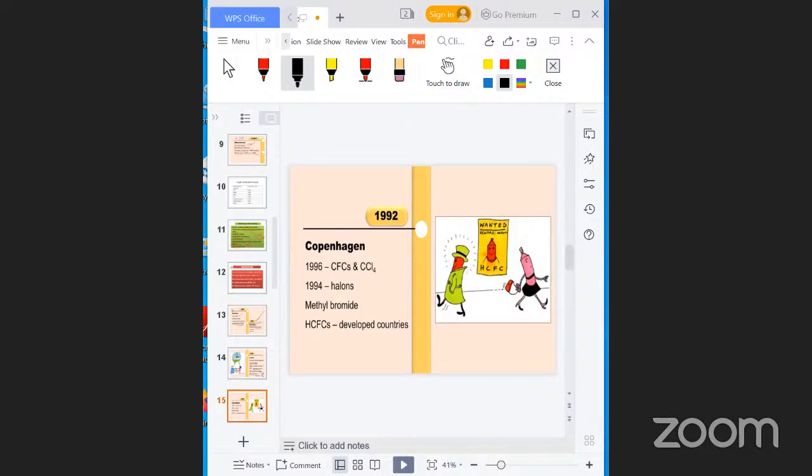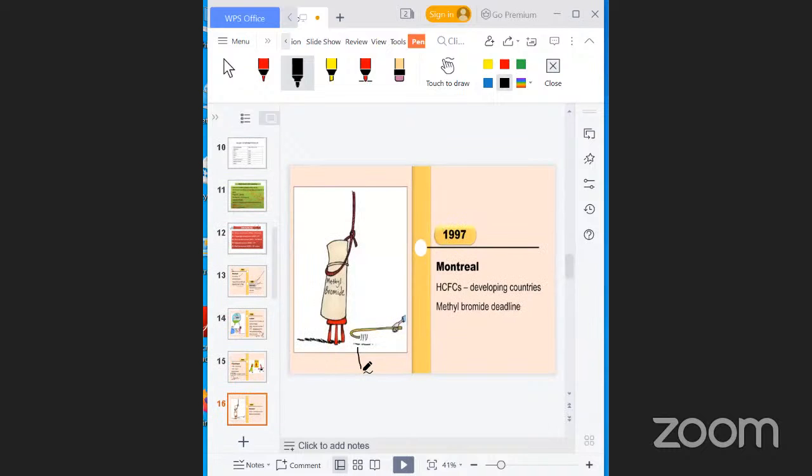This is the fourth meeting. It significantly accelerated the phase out of ODS and incorporated hydrochlorofluorocarbons. Phase out for developed countries beginning in the year of 2004.